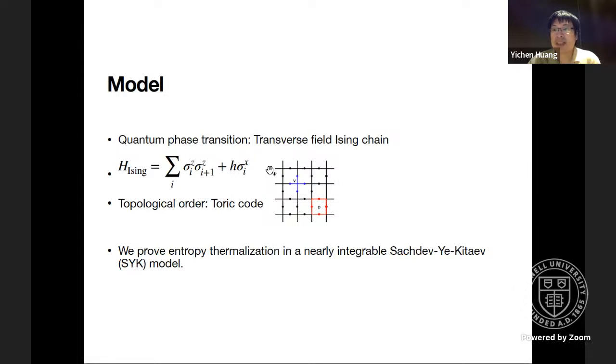these two exactly solved models just serve as basic examples, for instructive purposes for new people who would like to understand these concepts. For instance, if you just open up tutorials on these concepts, you definitely see these models. And for our case, we are interested in entropy thermalization, and we will prove entropy thermalization in a nearly integrable SYK model. To our knowledge, this is the only model where entropy thermalization can be rigorously proved. And we hope that this model gives you a platform where you can understand the phenomenon of entropy thermalization.